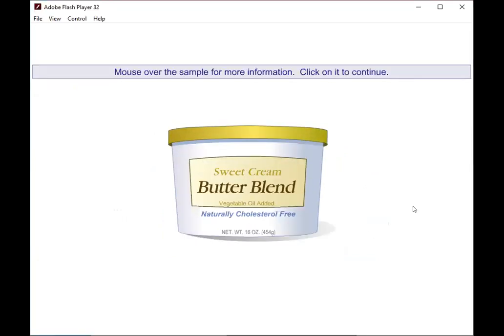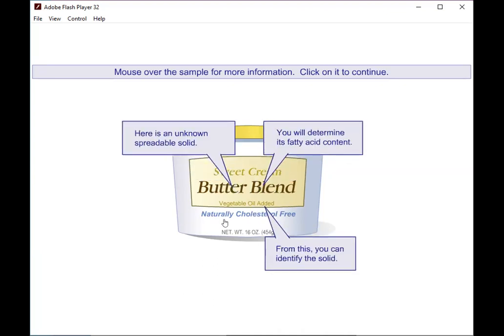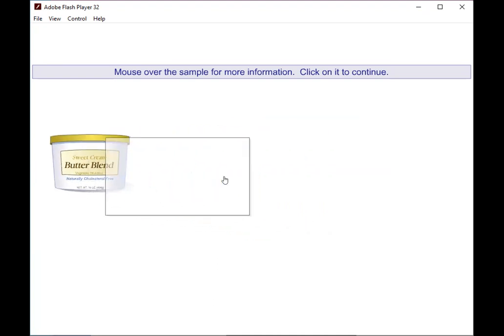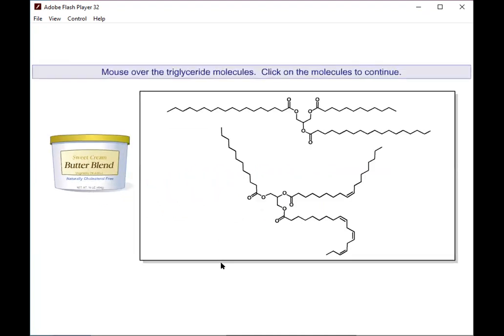Okay, so let's say you have a butter blend like this. I'll slow this down. If you've had a butter blend, it's typically margarine, but butter is a natural animal fat, but this is a blend. And what a butter blend is, it's basically trying to replicate butter. It's a spreadable solid.